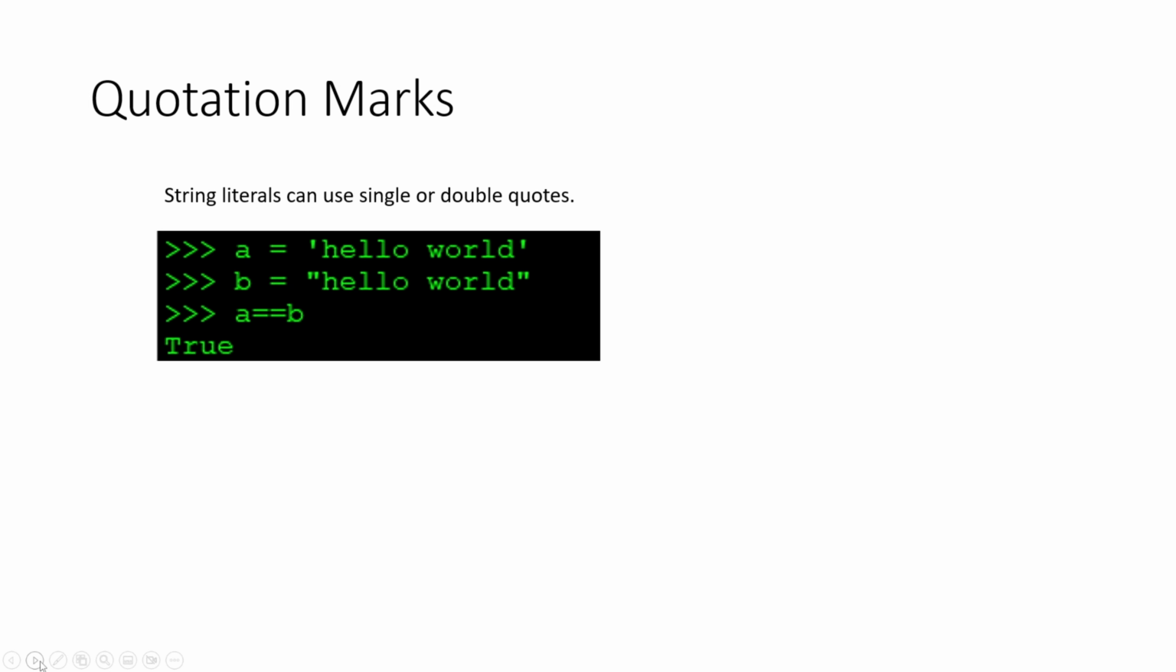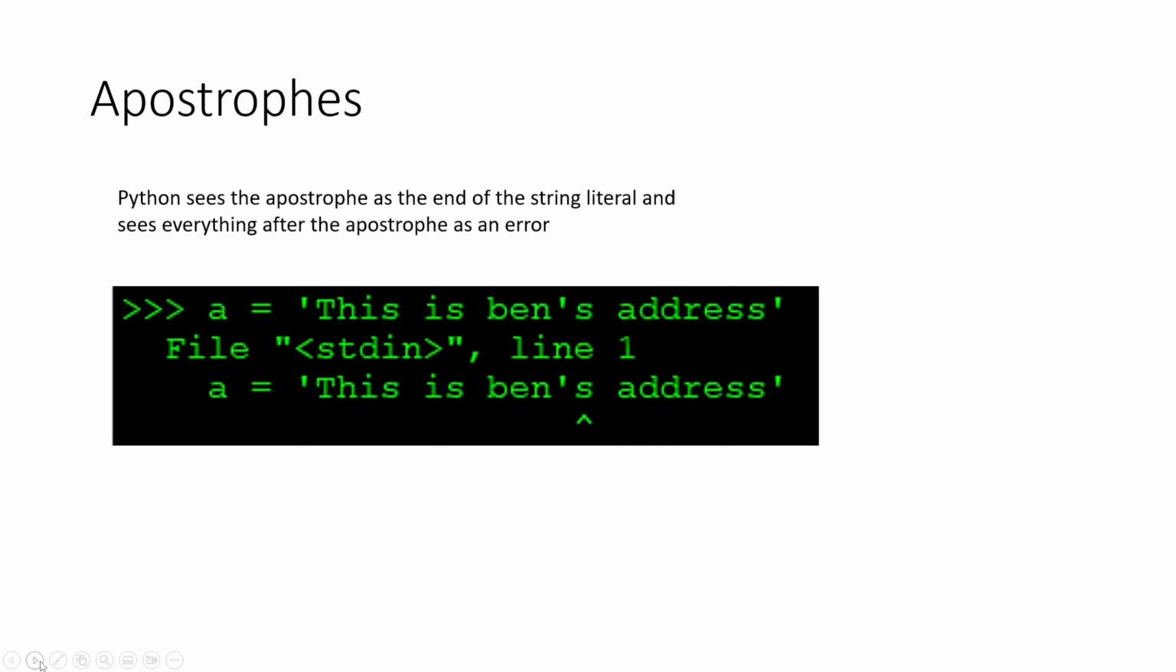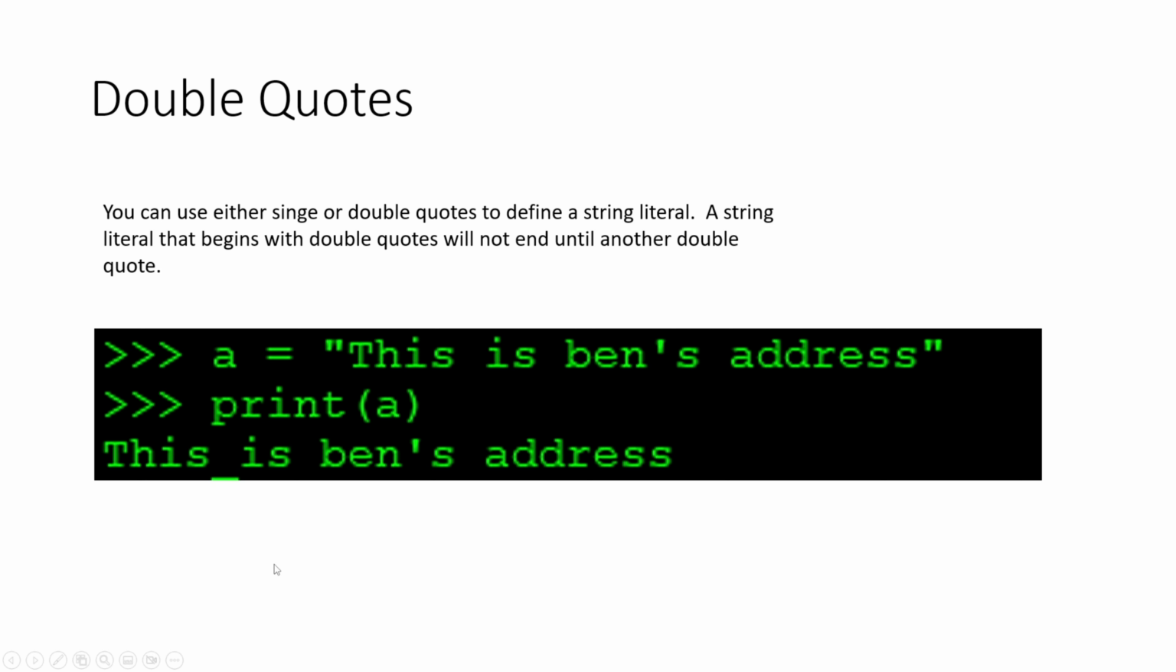String literals can use single or double quotes. It does not matter, they just have to match on both sides. Apostrophes can be a problem with string literals. As you see here in the example, the apostrophe S is interpreted as the end of the string, and then Python does not recognize anything after the end of the string literal. Now we can solve this problem by using double quotes. In this example, we use double quotes to contain the string. That allows us to use the apostrophe.